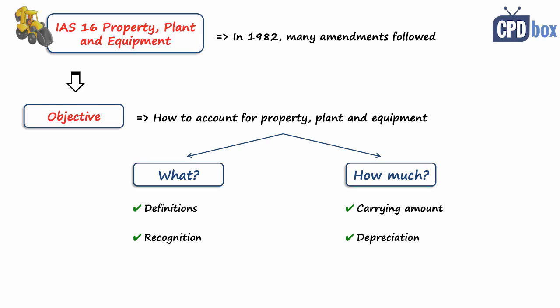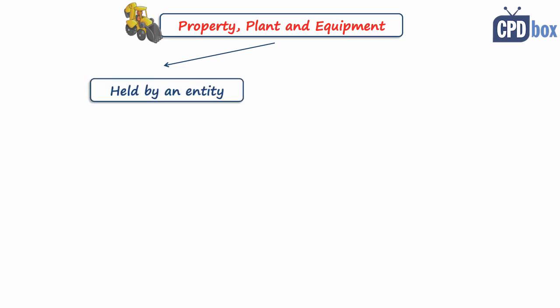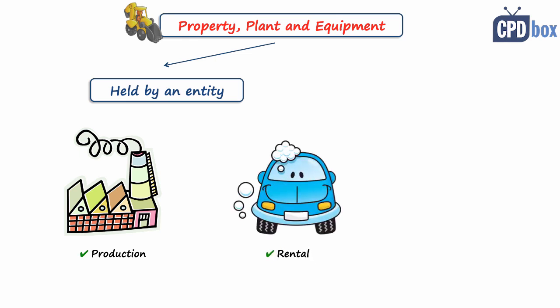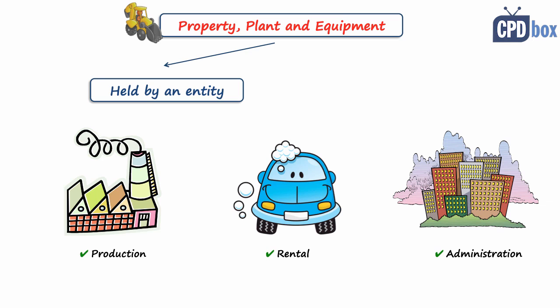So property, plant and equipment are tangible assets that are held by the entity for use in the production or supply of goods or services, or for rental to others, or for administrative purposes, and are expected to be used during more than one period.